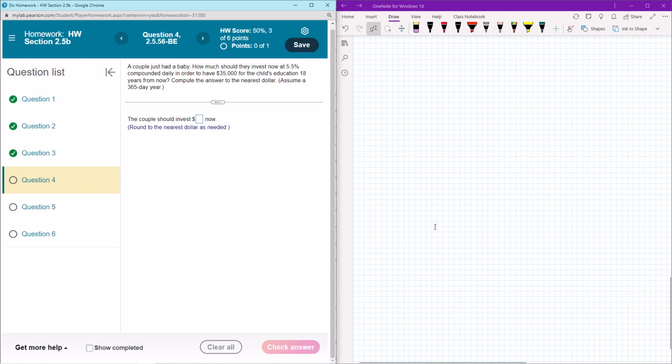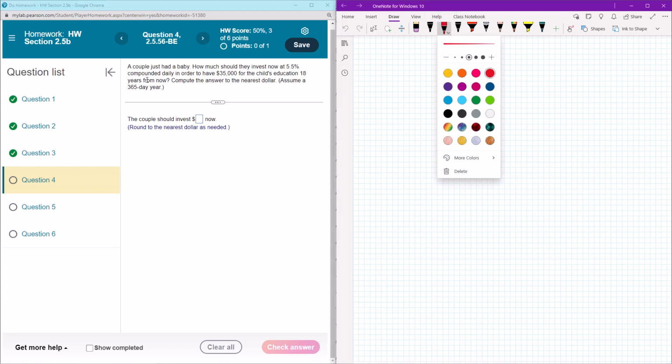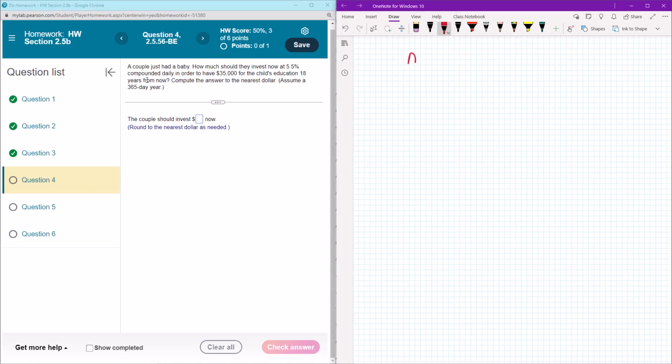Okay, so once again, we have 5.5% interest, and it's being compounded daily. So this is a compound interest problem. So we have A, our future value, is equal to P times 1 plus R divided by M raised to the MT power. Once again, this is how much we want to have in 18 years, $35,000, which might pay for a year of college. That is our future value. A is equal to $35,000.